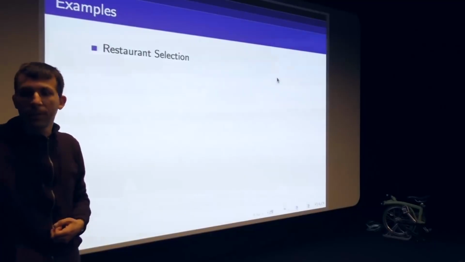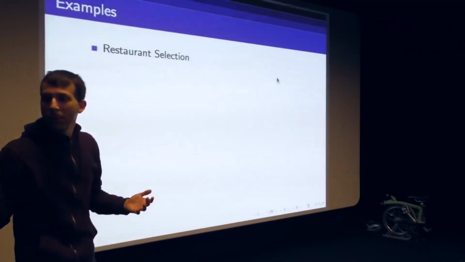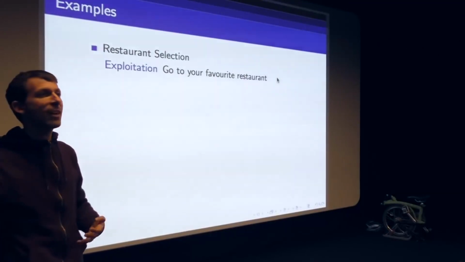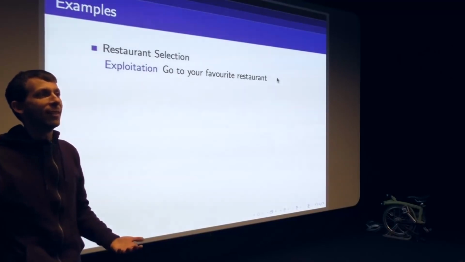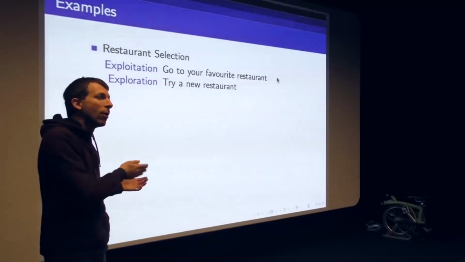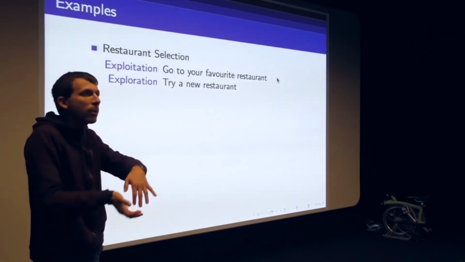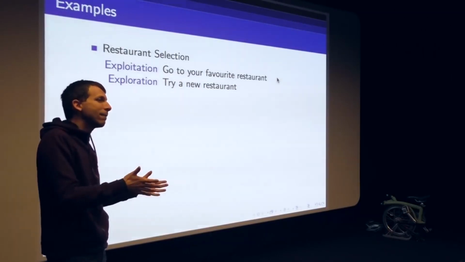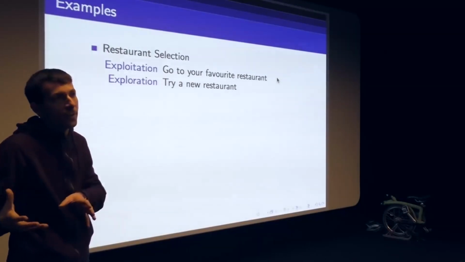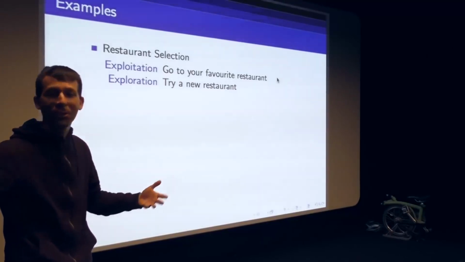So let's have some examples. You all go to restaurants occasionally. What happens if you're trying to pick the best restaurant? Exploitation means you go to your favorite restaurant. Exploration would be trying a new restaurant. Now, how do you balance these? If you never explore and keep going to your favorite restaurant, you get stuck on something suboptimal. But if you explore all the time, you end up maybe eating food that you don't like, and maybe you should have gone to your favorite restaurant a little more often. So you have to balance these things out so that you find the best restaurant and eat delicious food along the way.